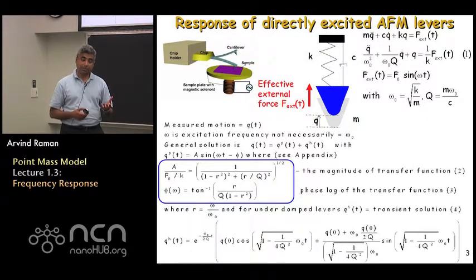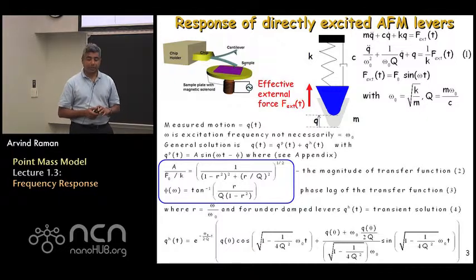There is a homogeneous solution, which is the solution of the same diff EQ without the excitation on the right-hand side, and there is a particular solution, which is a solution with the excitation on the right-hand side. Now, if you go to the appendix, you'll see a derivation of how you get the particular solution and the homogeneous solution. But the homogeneous solution in this case, not surprisingly, is exactly identical to what we had derived in the last class on the transient response. So we'll focus today on the particular or the steady state response.